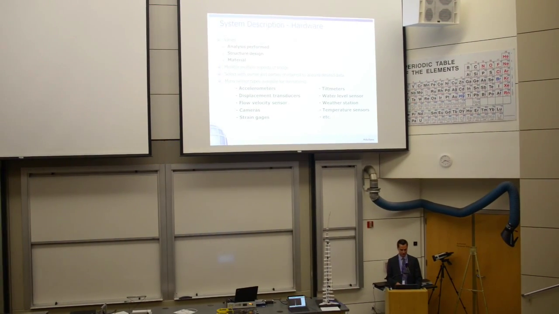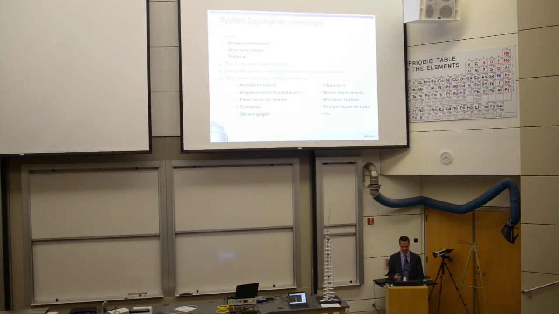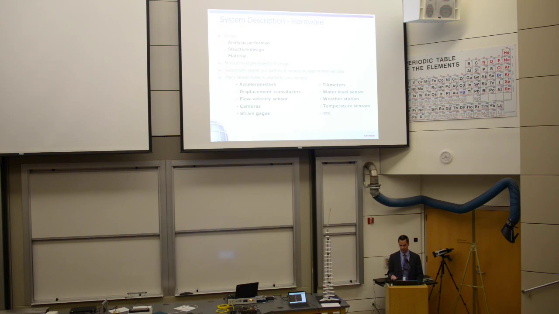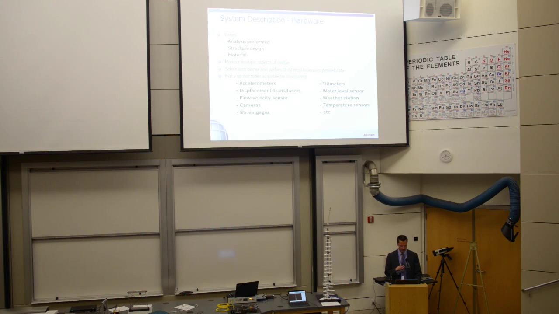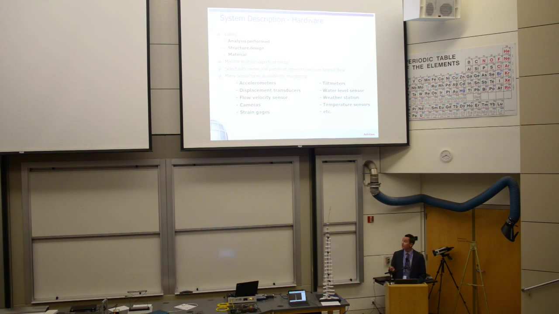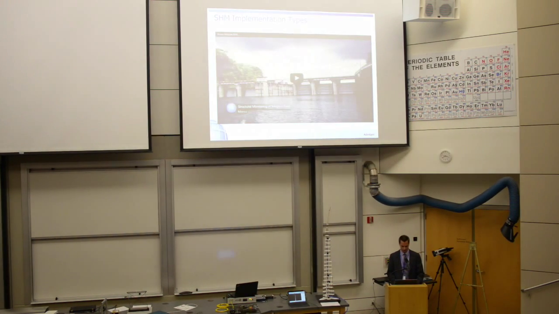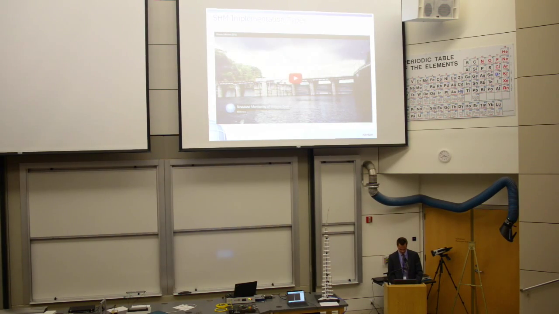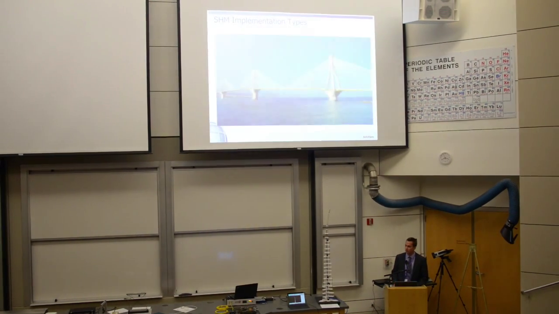When you're designing a particular system, of course, the hardware or software will vary depending on the application. Normally an analysis is performed, a structural design, and the material of the structure will also impact the sensors you choose and the approach you take. Our experience is particularly with bridges. There are multiple aspects of a bridge or a building that you can monitor, and for each of those, there are multiple types of sensors. This is just a list of some of the common sensor types. Here I have a video to show some of the types of monitoring implementations and structures that you may put sensors on.